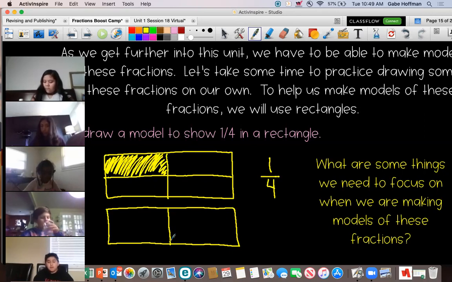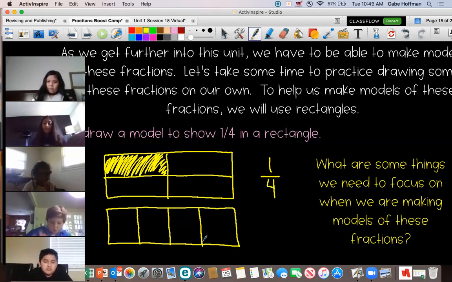Then I'm going to put each of those directly in half. So now I go 1 right here, and I cut that in half to make equal, and then I'm going to go over here, and I'm going to cut that in half, and I'm going to make equal. And now how many of those pieces, Alex J, am I going to shade in for 1/4?